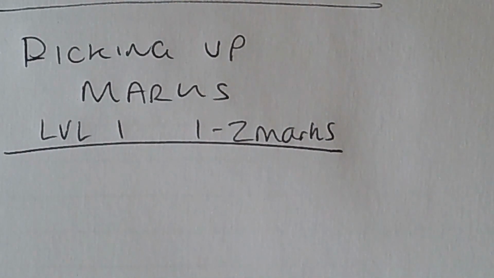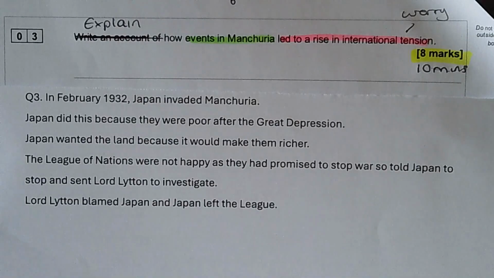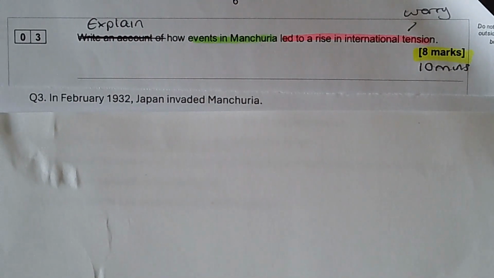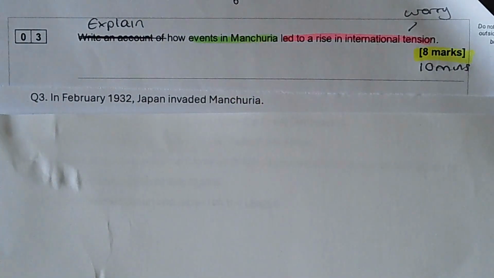What we're going to do now is look at how to answer the question, and I'm going to show you first of all how to pick up some marks. So 1 to 2 marks, if you're struggling, how you go about picking up those marks. To pick up marks for this question, it's fairly straightforward. What you need to do, and to pick up marks in any question, is just tell me about the history the question is asking us about. We already know that it's asking us about events in Manchuria. So I'm just going to write down everything I can remember about events in Manchuria.